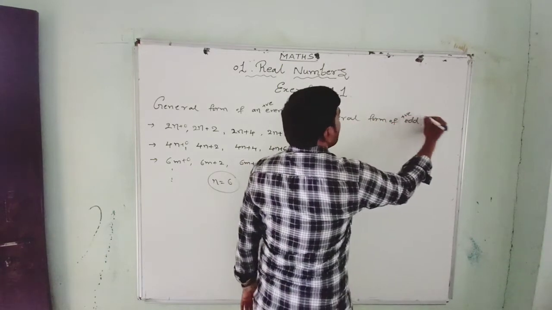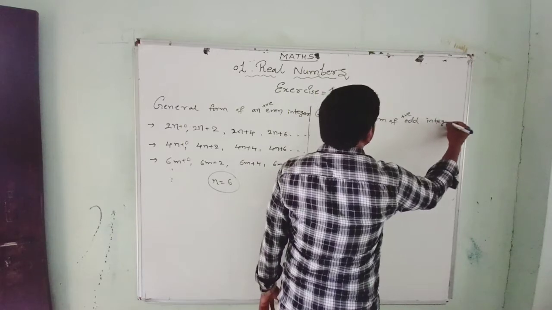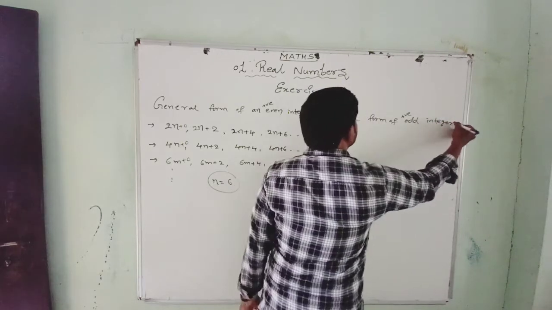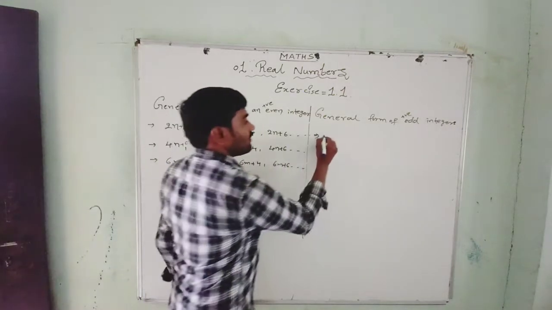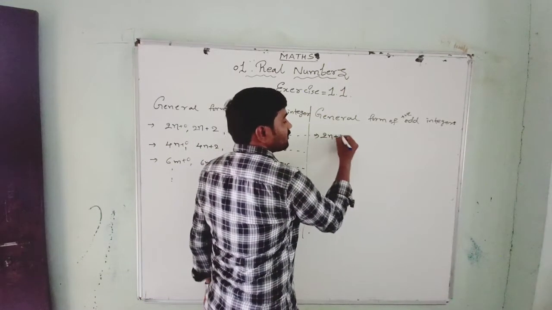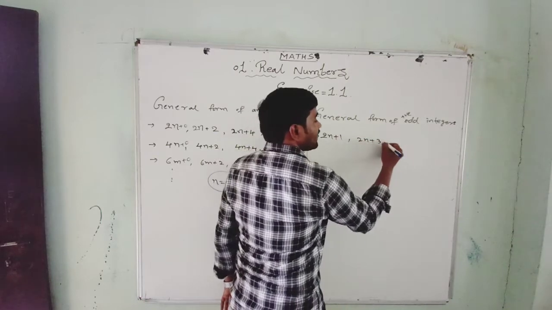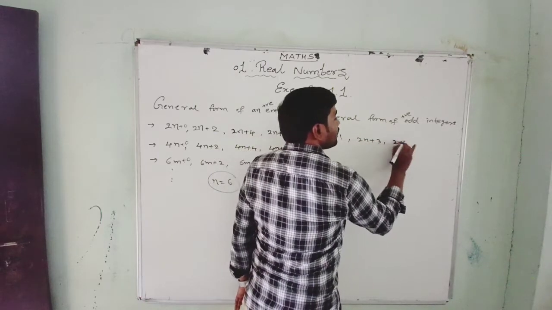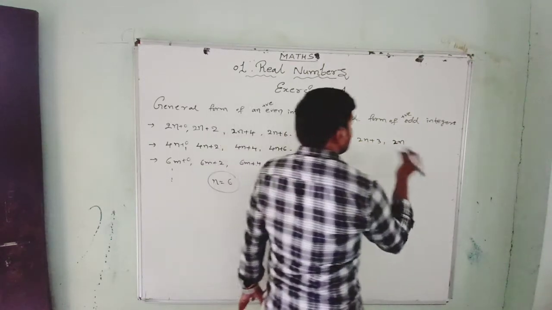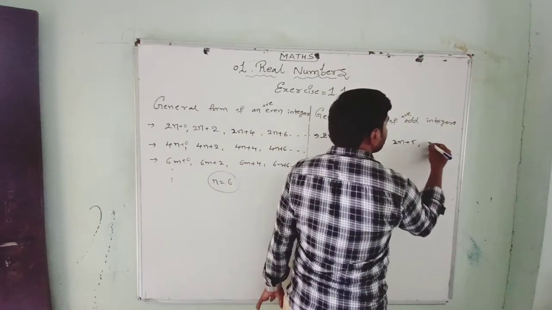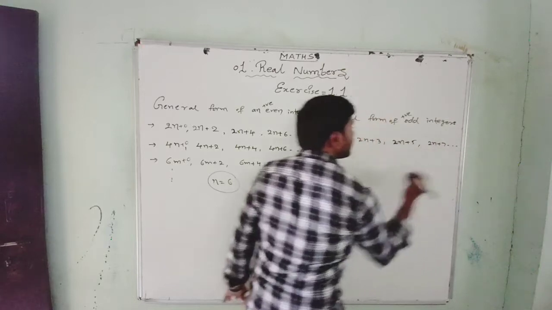General form of positive odd integers. What will be the formula? The same formulas will be used, but instead of zeros we will use 1. 2n plus 1, 2n plus 3. These are consecutive odd numbers. 2n plus 5, 2n plus 7 and so on like that.